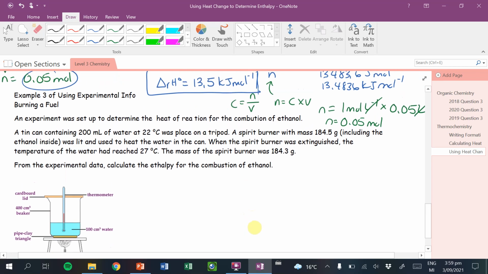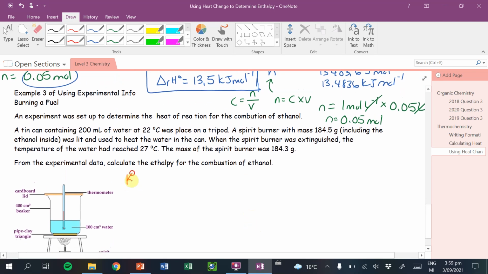Anyway, let's go through and process it. Let's write down our knowns. Let's write down our unknowns. And let's write down our equation and our working as we're going through it. And I'm trying to change color so that you guys can see the steps.